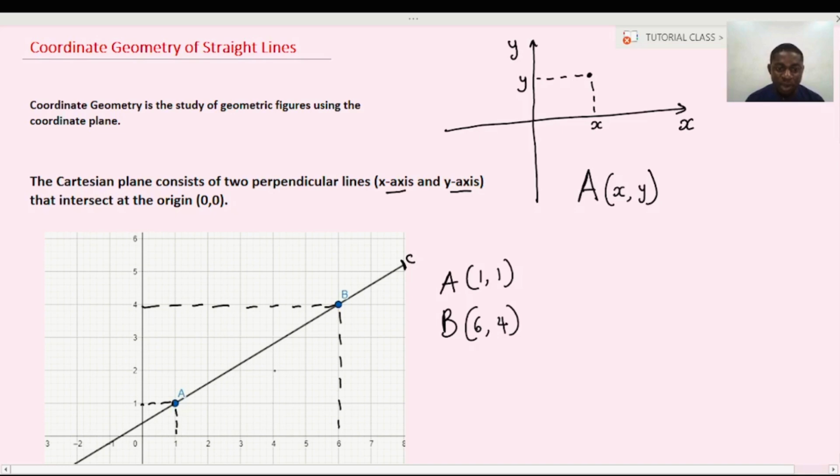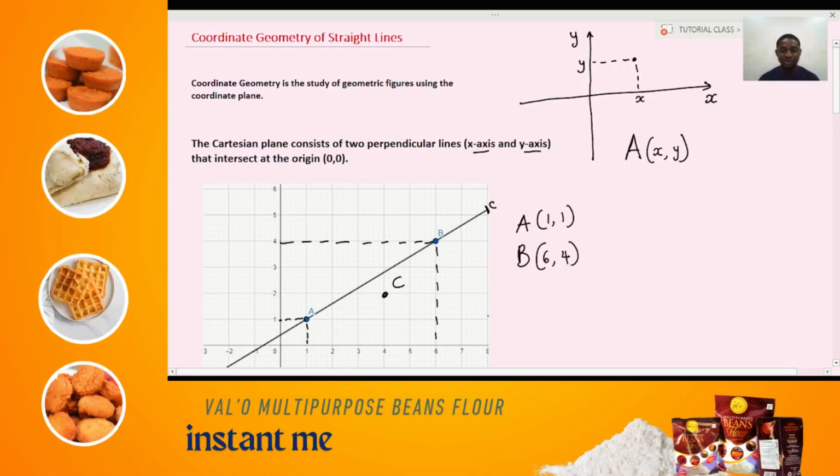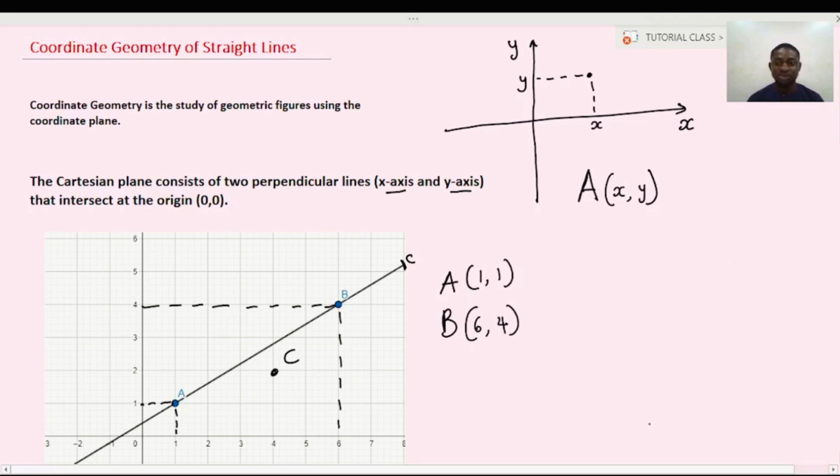If I pick a point here, call this point C, what will be the coordinate? To do that, you trace it down to the x-axis and you trace it across to the y-axis to get you the coordinate of point C. And that is (4, 2). Interesting. So that's great. Let's move forward.